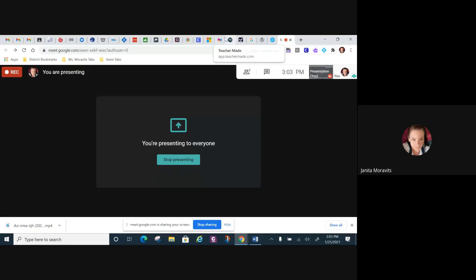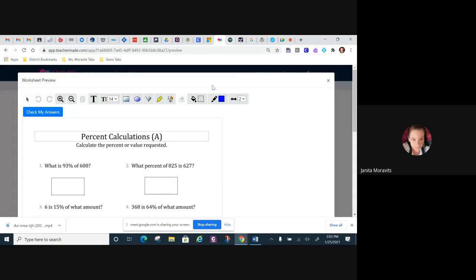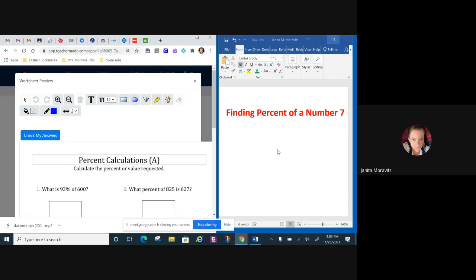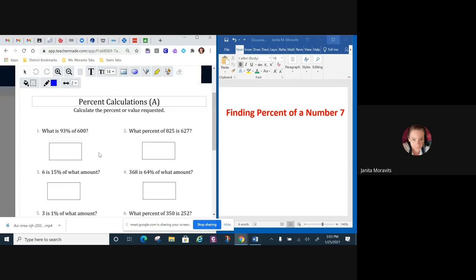All right, here we go. We are going to take a look at finding percent of a number 7. That's number 7 on here. Let's call up our worksheet right here. There we go. We've got our worksheet that we can look at, and we have finding percent of a number 7.